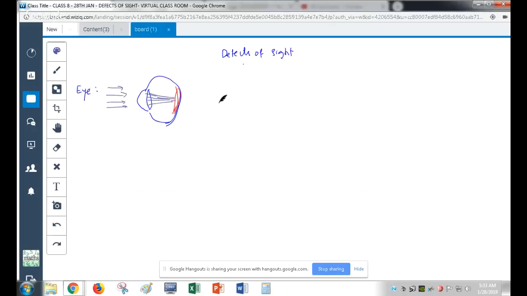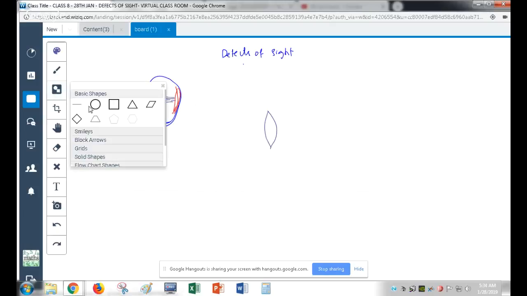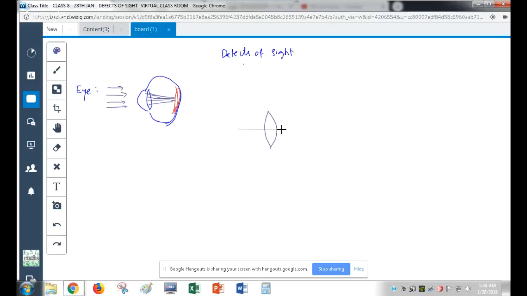That means there will be a lens, a convex lens, and there will be a screen also. Of course, a principal axis will be there. I am just drawing the entire eye structure as a figure. So this is the eye lens, and this is the retina. This retina acts as a screen.